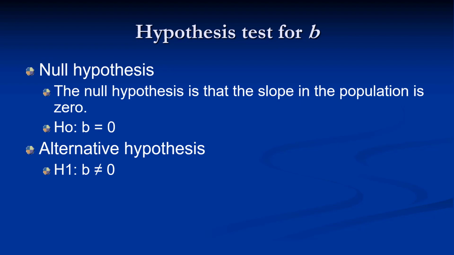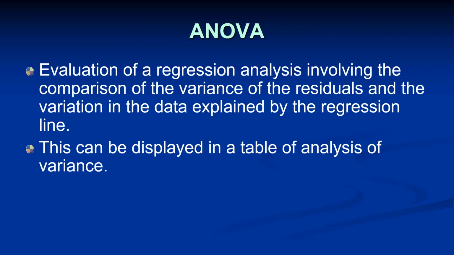So what do we conclude from this result? We reject the null hypothesis and say that there is evidence that the slope of the relationship between the stature and gestational age in the population is not zero.